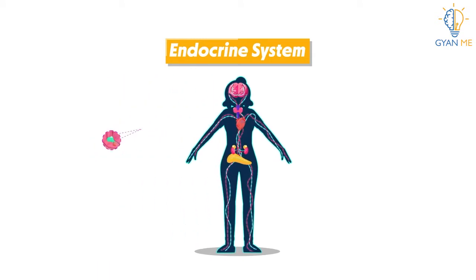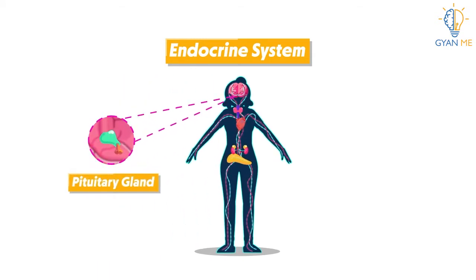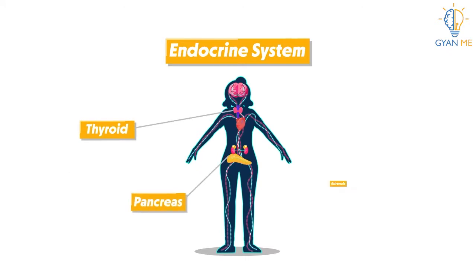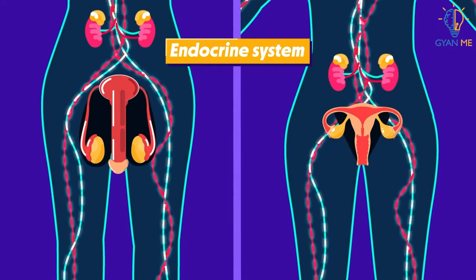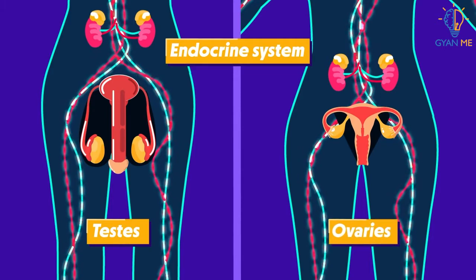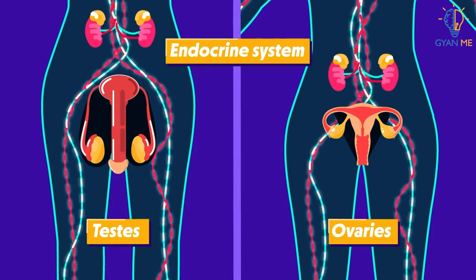For example, the pituitary gland is located in the brain, while glands like thyroid, pancreas, and adrenals are located in the abdomen. Today, let us see the glands located below the abdomen, which are the testes in males and ovaries in females. These glands regulate the pubertal changes and sexual reproduction.